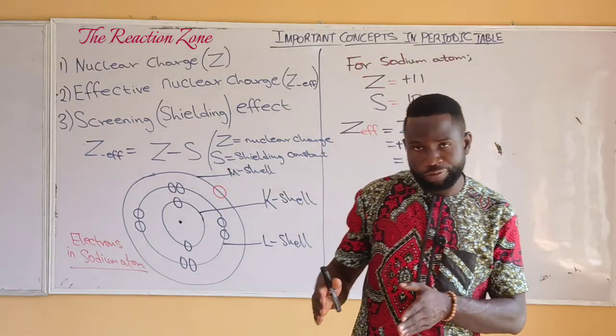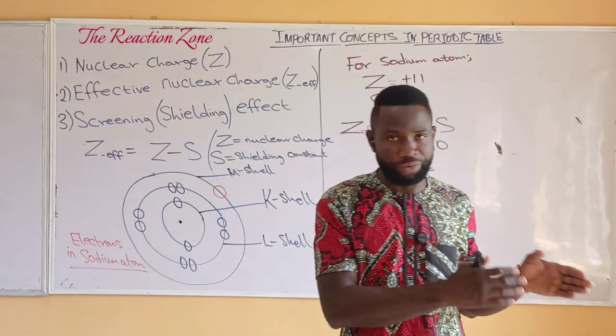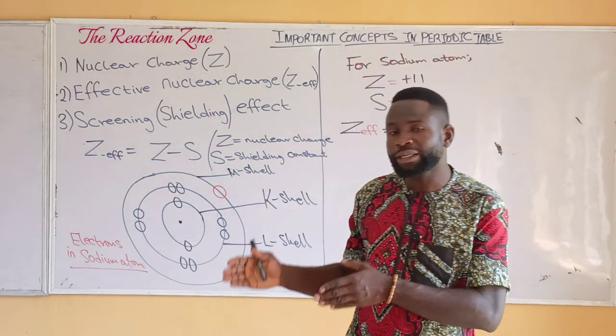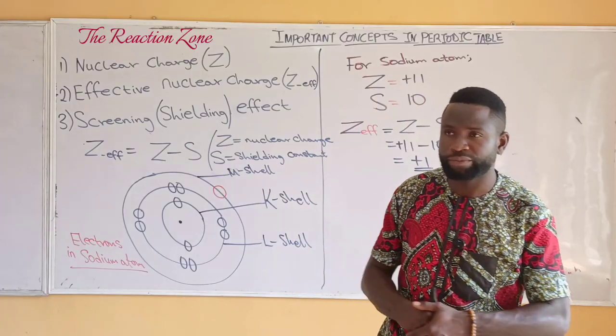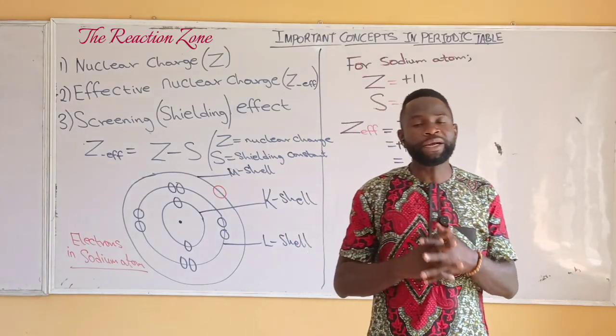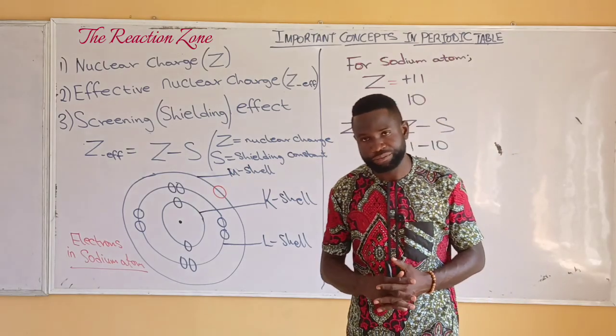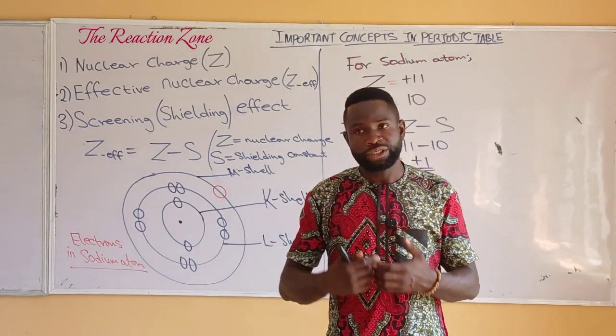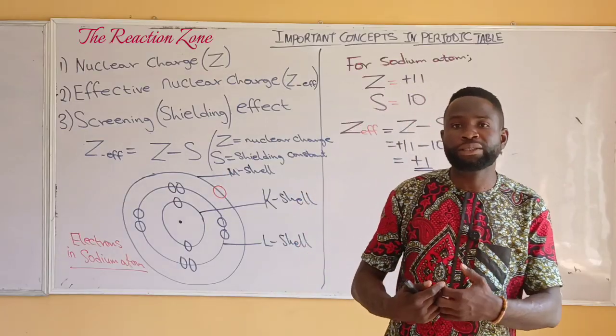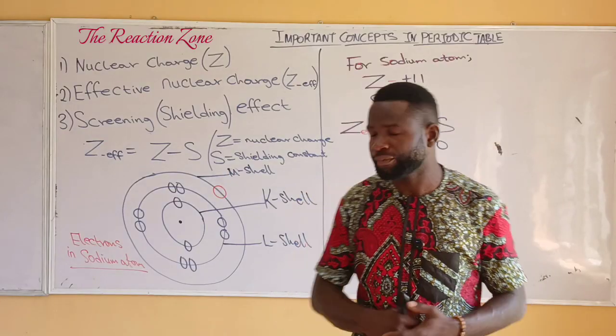As you move from left to right across a period, the nuclear charge increases because the number of protons increases. The magnitude of the nuclear charge affects how strongly the nucleus attracts electrons.